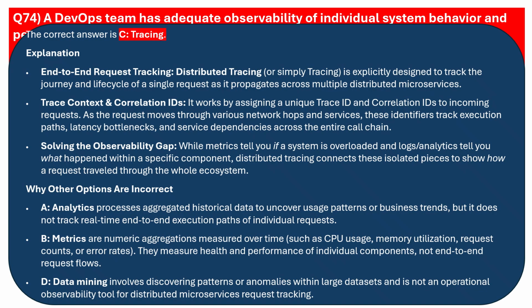Tracing. Explanation. End-to-end request tracking, distributed tracing or simply tracing, is explicitly designed to track the journey and lifecycle of a single request as it propagates across multiple distributed microservices. Trace context and correlation IDs. It works by assigning a unique trace ID and correlation IDs to incoming requests. As the request moves through various network hops and services, these identifiers track execution paths, latency bottlenecks, and service dependencies across the entire call chain, solving the observability gap.